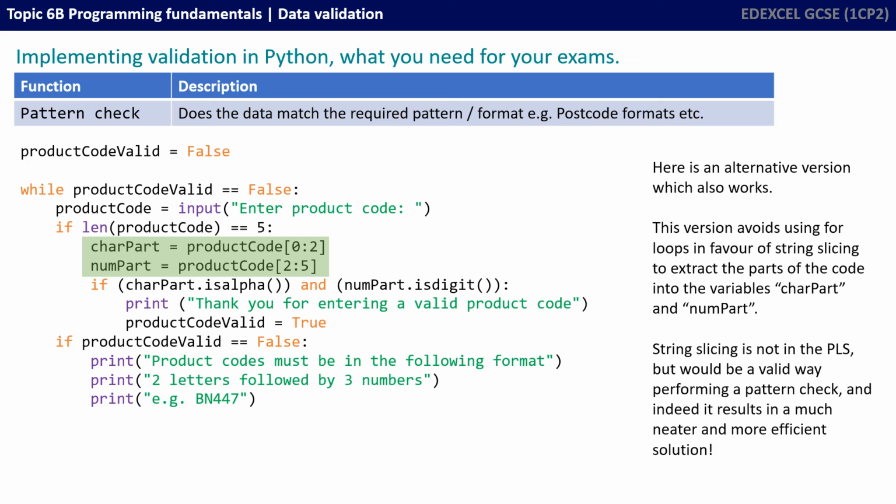Now here's an alternative version which also works, and this version avoids using for loops in favour of something known as string slicing, which you can see highlighted on the screen. String slicing neatly extracts the parts of the code into the variables char part and num part without the need to go round for loops. Now, string slicing is not actually supported in the PLS, so you won't be expected to use it in the exam, but this would be a valid way of performing a pattern check, and indeed it results in a much neater and more efficient solution, and if you used it you would be credited with full marks.